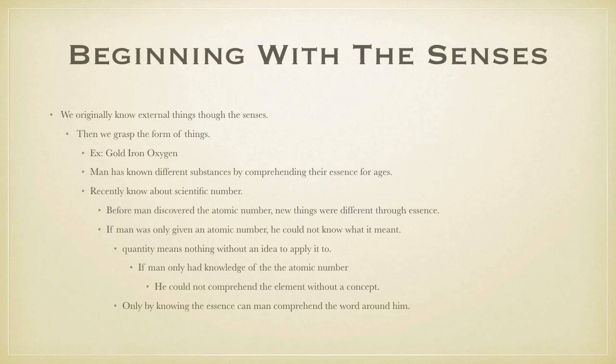This knowledge did not come through a mere knowledge of quantity, but through a comprehension of the essence of the thing. It is only in recent times that we have learned about the atomic number of elements. Before this, man was completely capable of distinguishing the different types of things by his knowledge of their essence. For if in the beginning man was only given an atomic number, it would mean nothing.